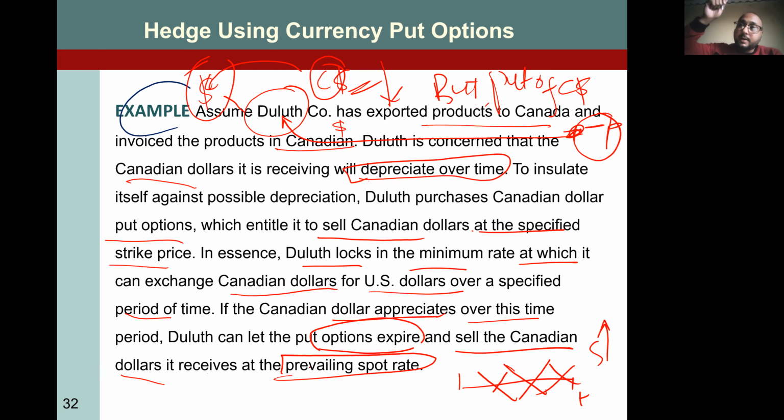If the Canadian dollar depreciates, then Duluth will exercise the option and sell the Canadian dollars at a higher price than the market price to the seller of the put option.